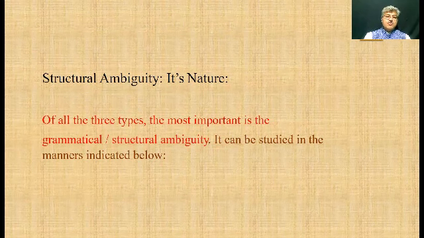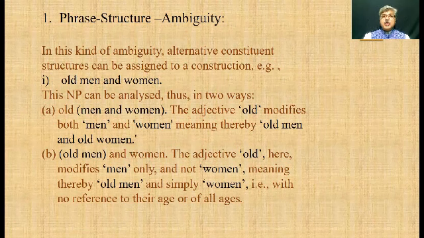Structural ambiguity and its nature. Dear learners, now we will see what structural ambiguity is and what its nature is. Of all the three types, the most important is grammatical or structural ambiguity. It can be studied in the manners indicated below. Number one, phrase structure ambiguity. In this kind of ambiguity, alternative constituent structures can be assigned to a construction.